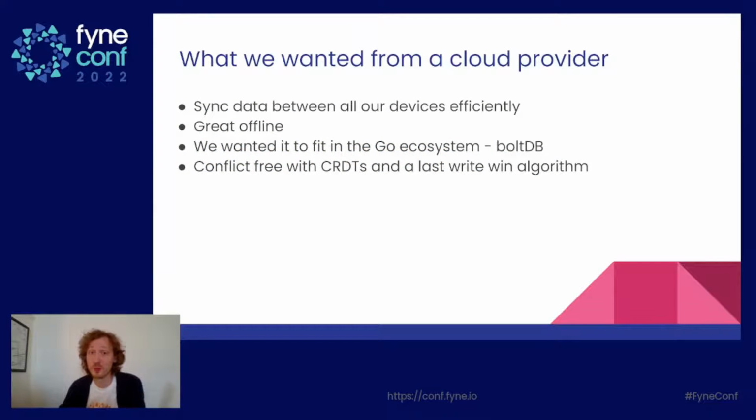So, what do we actually want from a cloud provider? Well, we decided we wanted it to sync data between all the devices efficiently. We wanted it to be great offline, so if you enter some patchy network area, your app still works nicely. We wanted it to fit into the Go ecosystem, so we chose BoltDB, which is a key value store written purely in Go. We wanted to be conflict-free, with CRDTs and a last write win algorithm to ensure data convergence across all our devices.